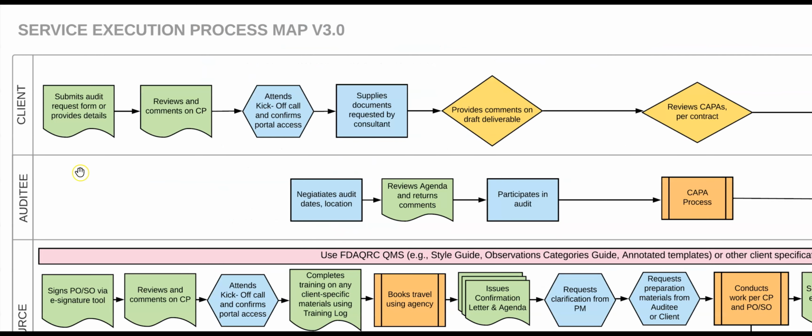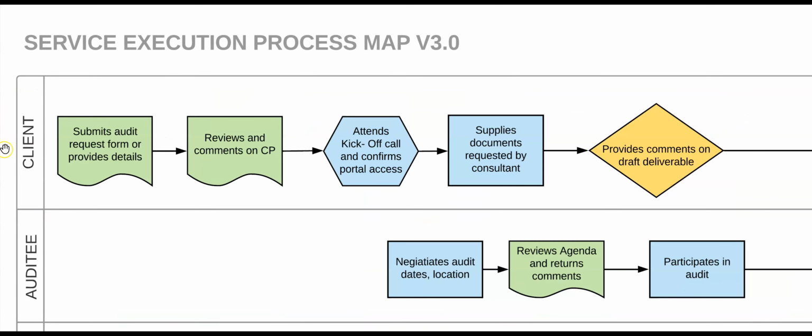For the service execution map, we will briefly take you through each role and responsibility and how each resource will work with each of these roles for a typical audit. We begin with the role of the client. Initially, the client discusses their needs with our marketing and/or business development personnel.